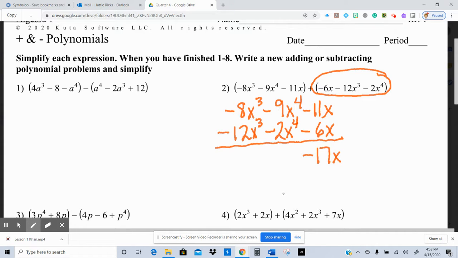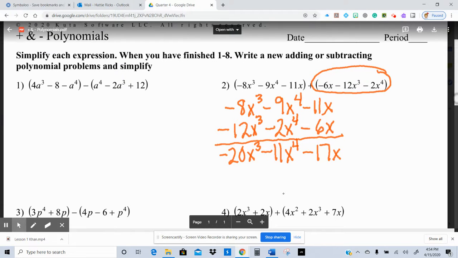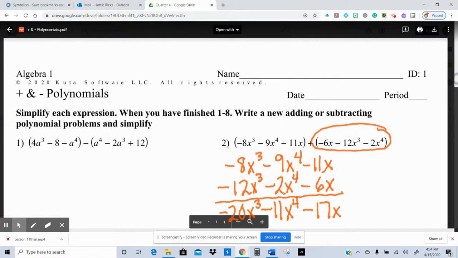Here I borrowed 9 and I borrowed 2, so now I owe 11 x to the fourth. And then here I have negative 8 and negative 12, so I borrowed all that and ended up with negative 20 with x to the third. Okay, so that's this problem here, and that is as far as we can go because they're not like terms anymore. We got rid of the like terms.